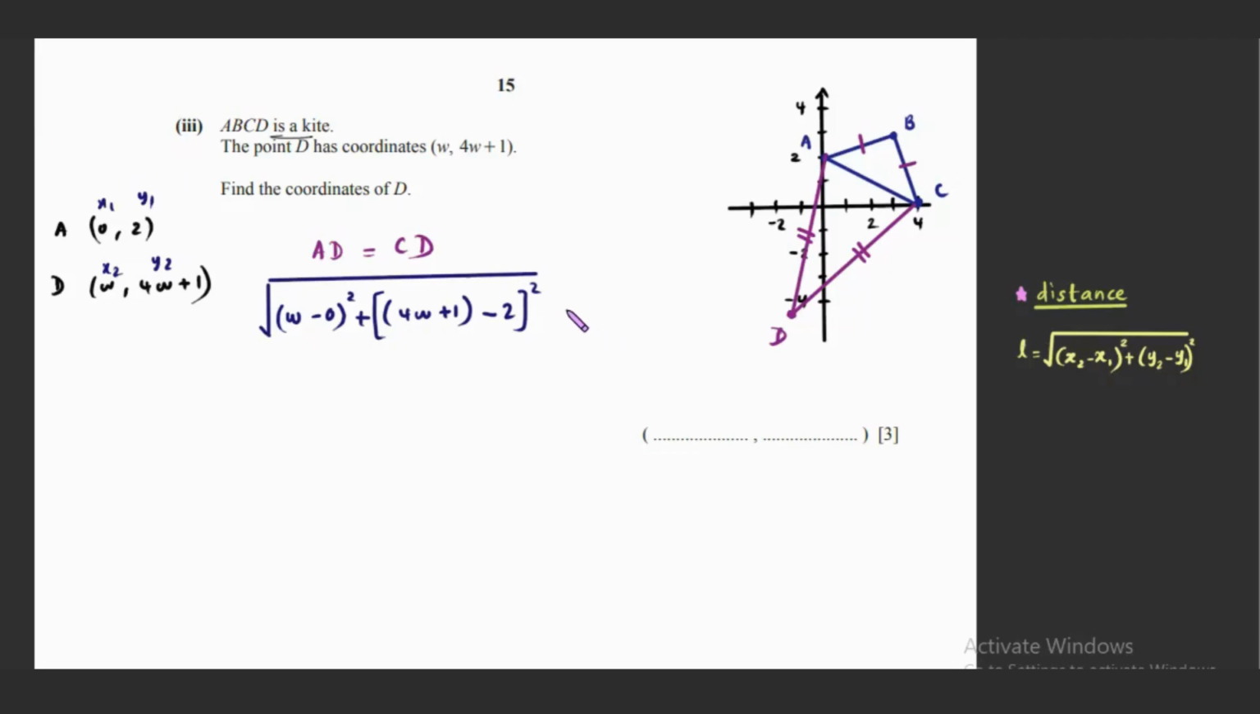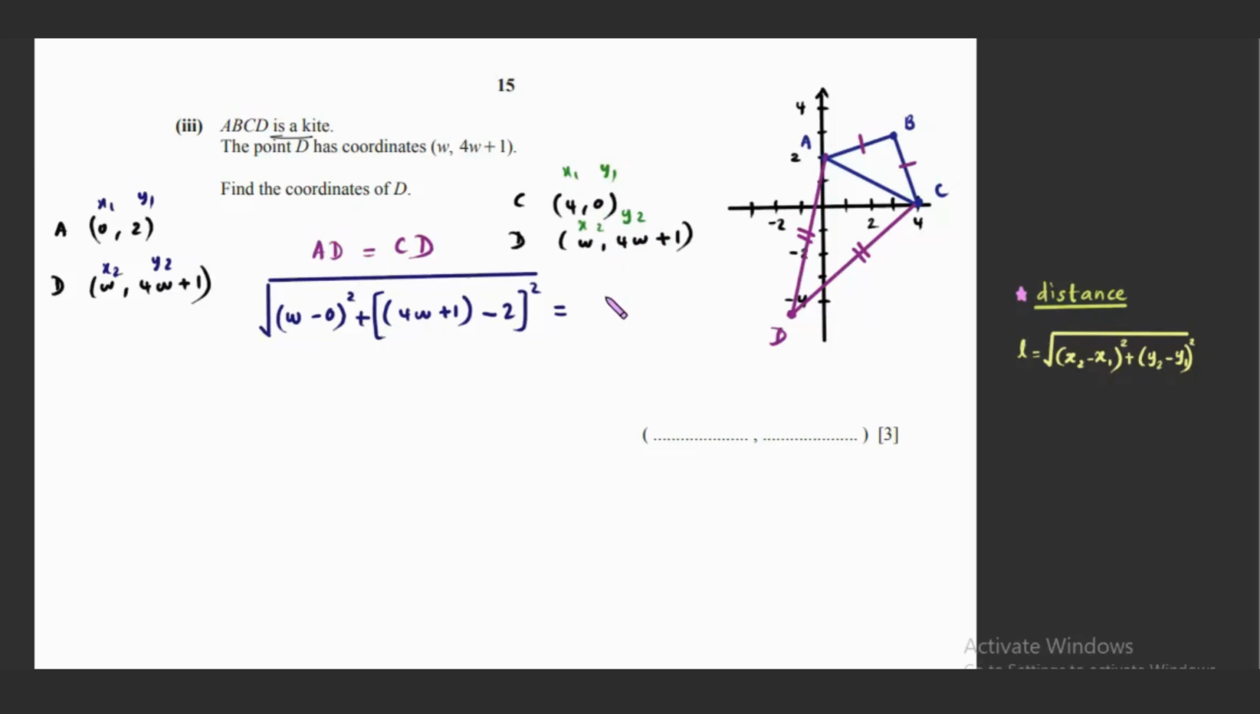So to do it for CD, the two coordinate points that we would pick will be C and D. The coordinate C is known to us in the question as (4, 0). The coordinate D is given to us as (w, 4w + 1). I'm going to label these as x1, y1 and x2, y2, and I need to now substitute them into the length formula.